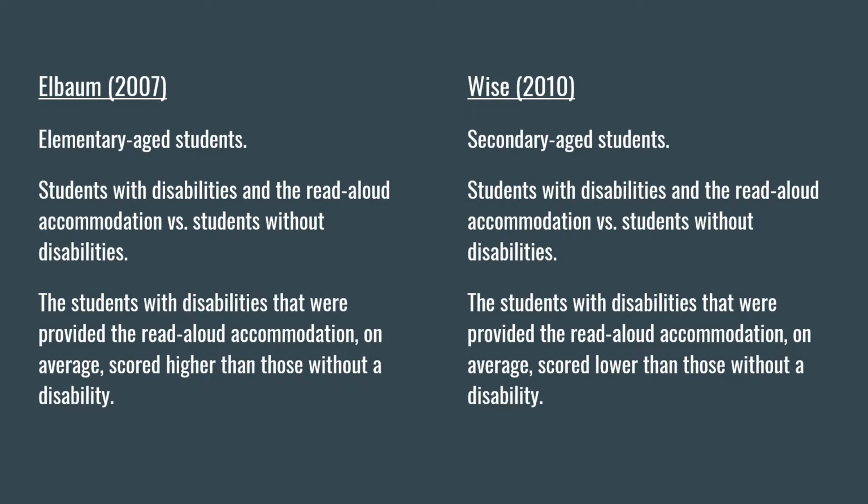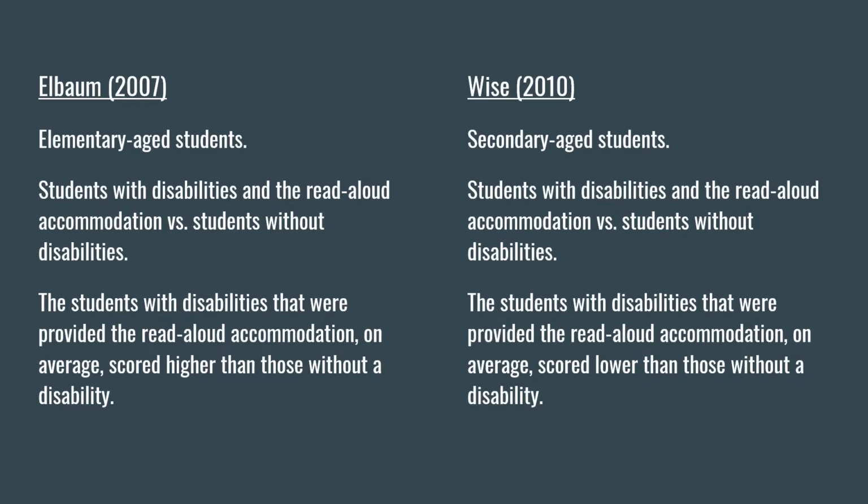There are two main studies done that show very different results. This first one was done in 2007, and it looked at elementary-aged students. Students with disabilities were provided the read aloud accommodation versus students without disabilities. With that accommodation provided, the students with disabilities, on average, scored higher than those without a disability. So being given that accommodation gave them a huge step forward.